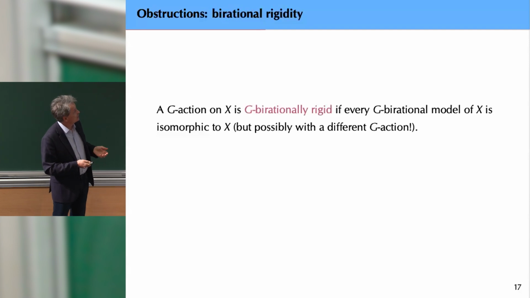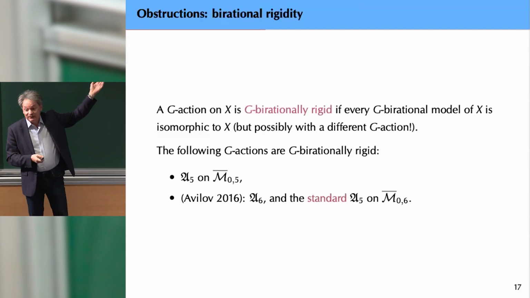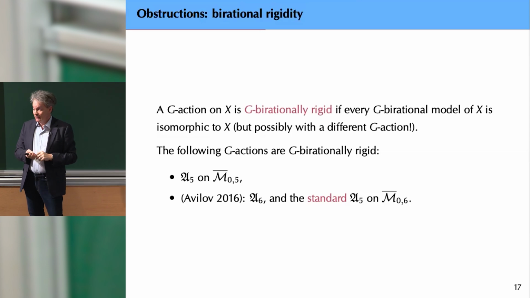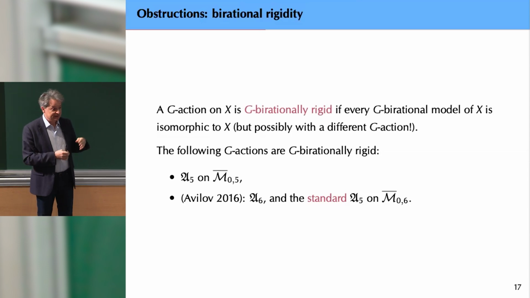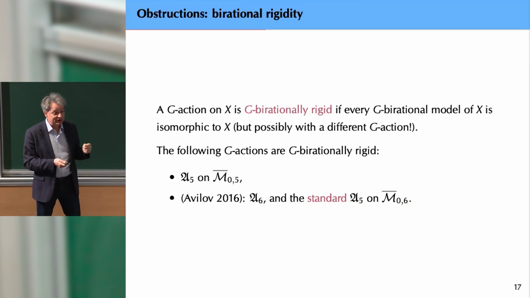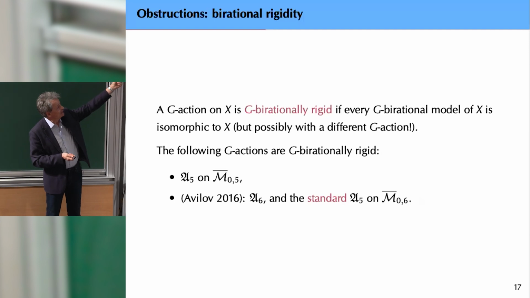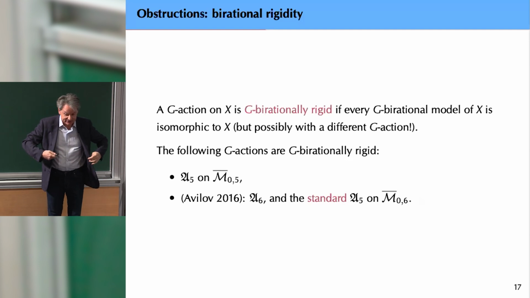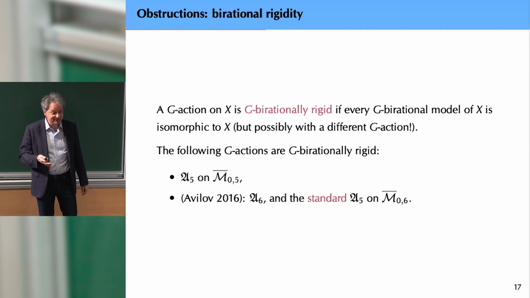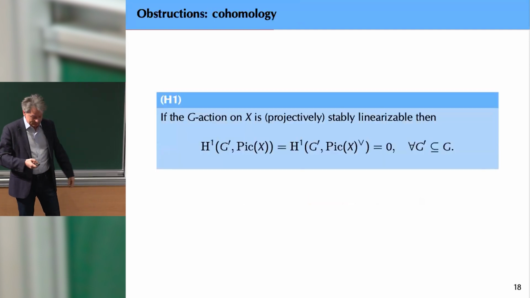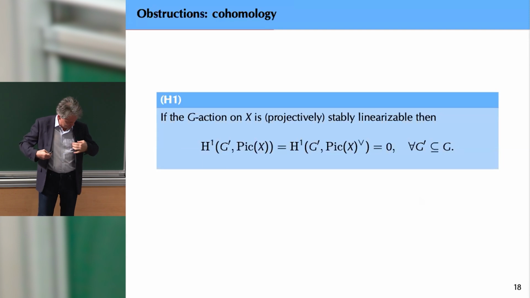So birational rigidity, of course, I'll just give you some examples. A5 can act on P2. There is a three-dimensional representation of A5. However, the A5 action on M05 bar is rigid. So this action is not birational to an action on P2. And now if you look at M06 bar, there is a standard and a non-standard A5. The standard A5 is rigid, and the non-standard A5 is birational to an action on P3. So, as it happens. All right.